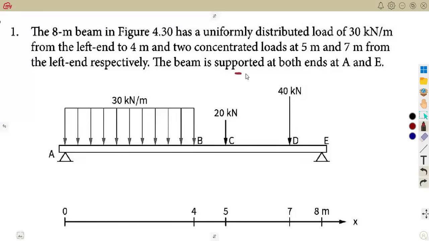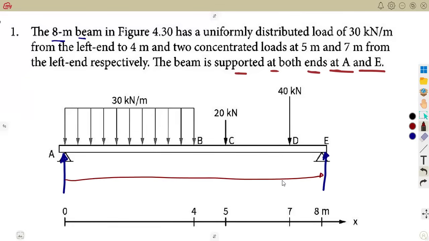So remember, we are told about this beam that we are having, let's put it this way, guys, so that we are clear. The beam is supported at both ends, at A and at E. So here at A, there's a support. Then at E, a support there. You can just call it FA, or whatever you want, guys. You can just leave it like that. So the 8-meter beam, that is this one, the 8-meter beam. All right.